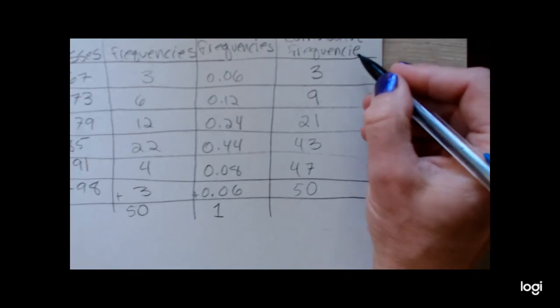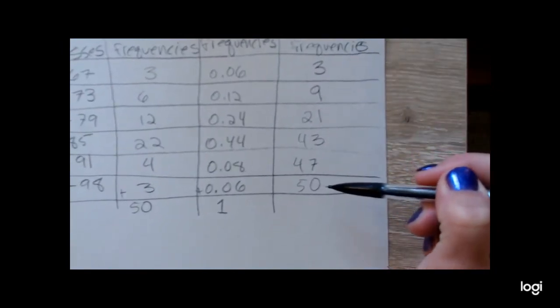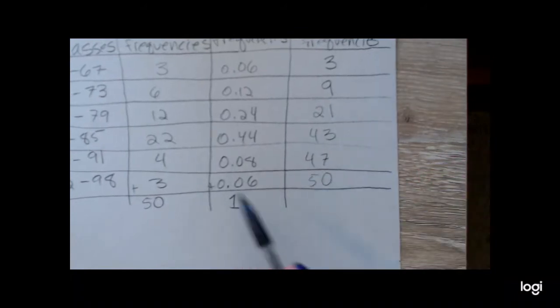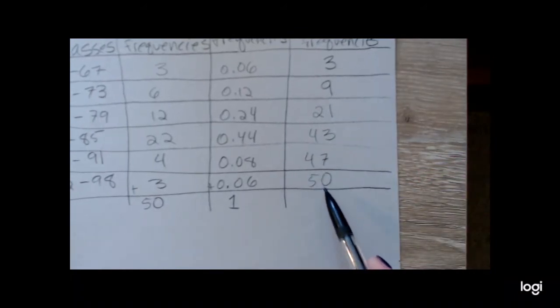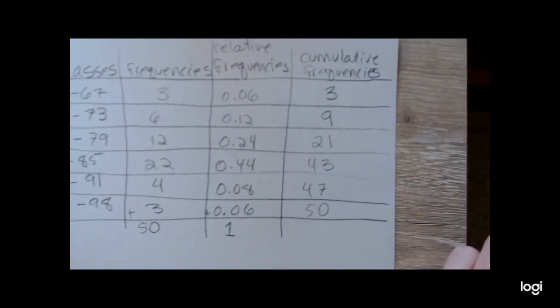So it should hopefully make sense to say that the last cumulative frequency here for this last class is going to be the sample size. And if we were to graph the cumulative frequencies, that graph would be called an ogive.